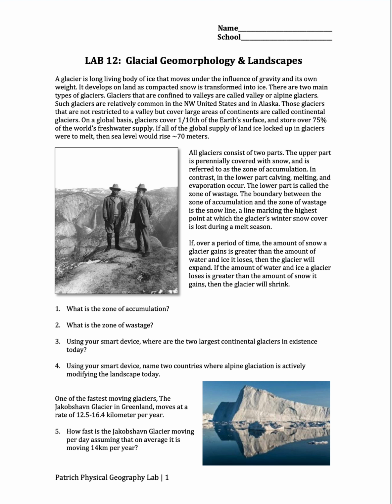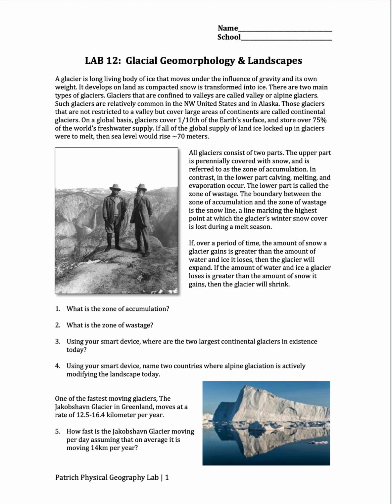Now, a glacier is a long living body of ice that moves under the influence of gravity and its own weight. It develops on land as compacted snow and is transferred into ice. There are really two types of glaciers that we'll identify in this lab. Glaciers that are confined to valleys are called valley or alpine glaciers. Such glaciers are relatively common in the northwest United States and Alaska. Those glaciers that are not restricted to a valley but cover large areas of continents are called continental glaciers.